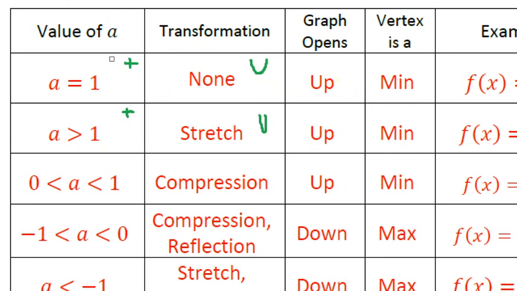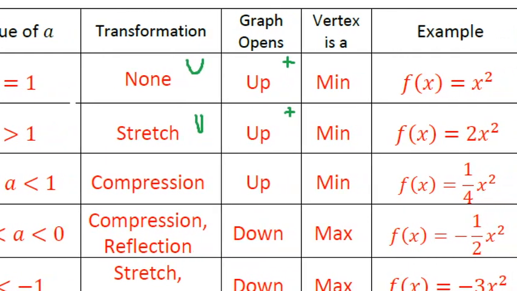You know what? We shouldn't even write them there. We should write them, whoops, that's okay if I erase that. We should write them right here. A is positive. A is positive. And that means the vertex is a minimum. Here's an example of this. F of x equals 2 times x squared. Our A value is greater than 1. That means this parabola is going to face up, and it's going to be stretched.